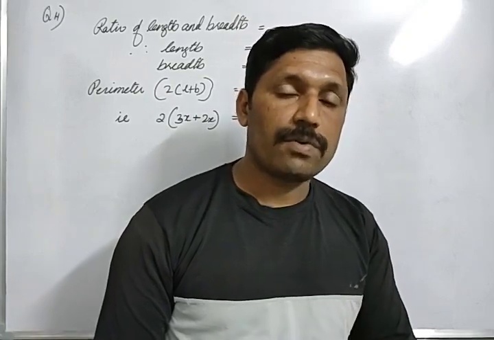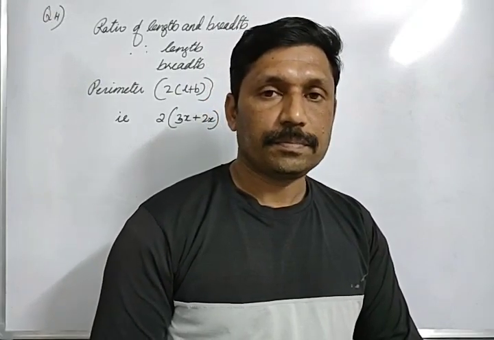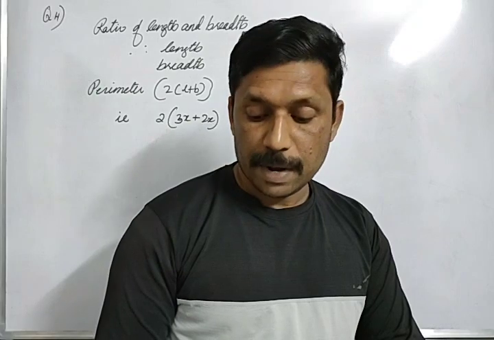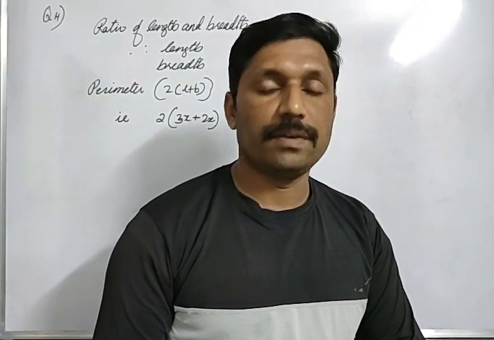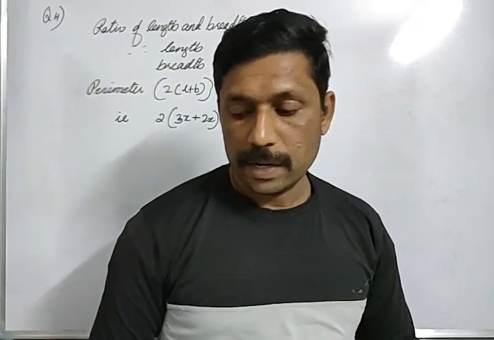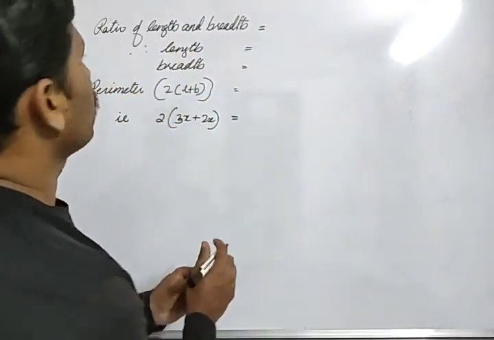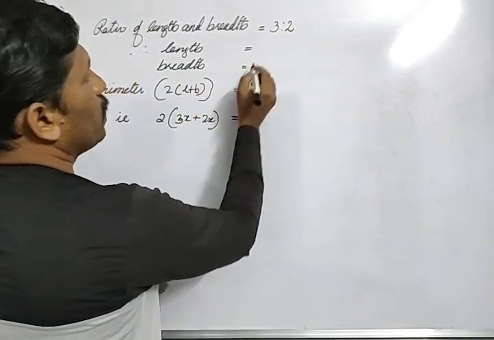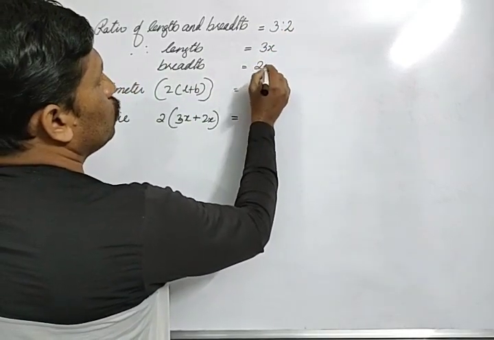And after finding out the actual length and breadth, we multiply that length and breadth, then we get the area, and then we multiply by the cost per unit. Then we get the total cost of reaping. So first of all, we write the ratio of length and breadth is 3:2. Therefore, length we assume 3x and breadth we assume 2x.